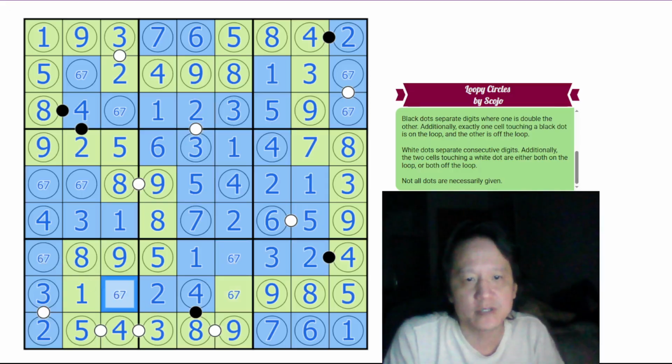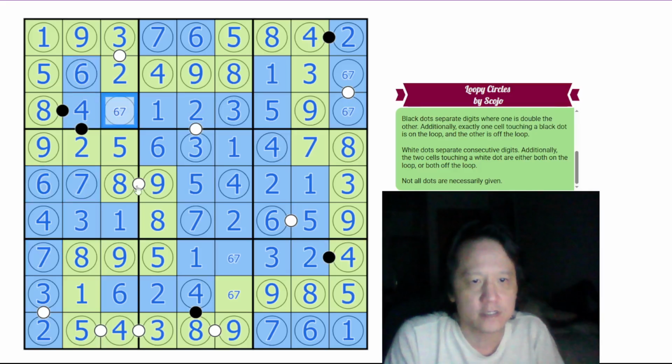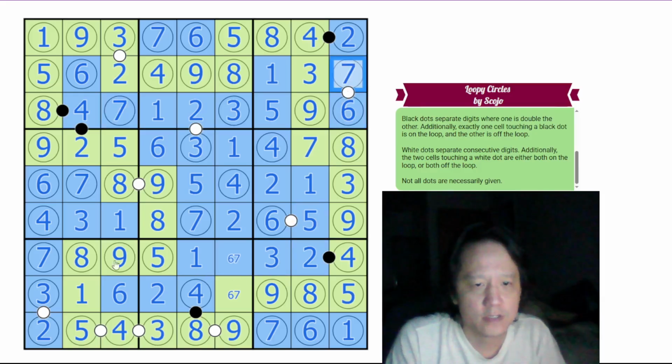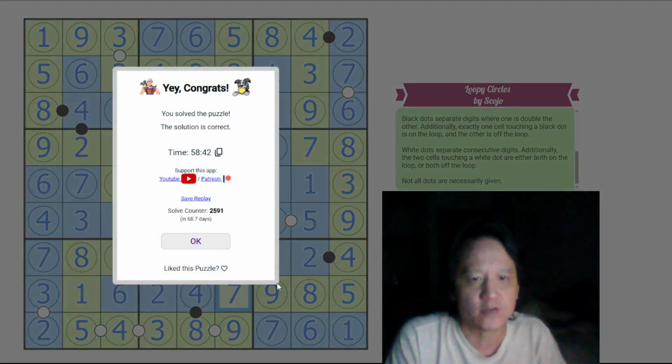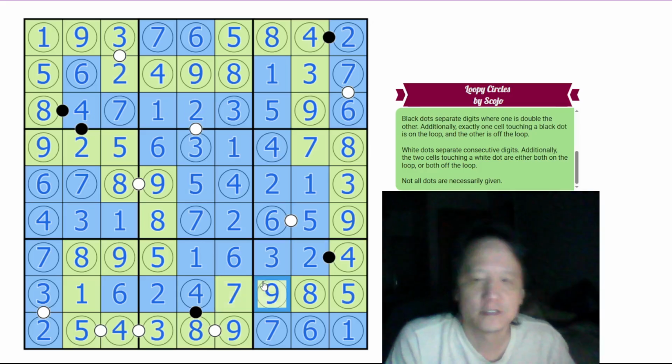So this can't be a 7. This is 6, which makes this 7, which makes this 6, 7, 6, 7, which makes this 6, that's 7. This 7 eliminates 7 here, so it's 6. And then that's 7. And that should be the solution, which it is.